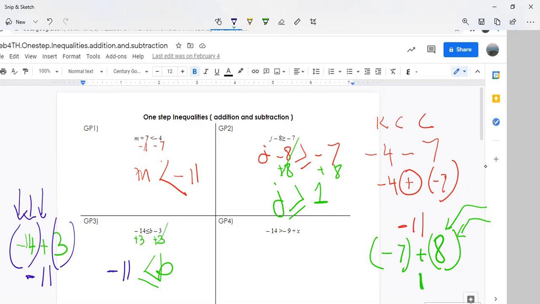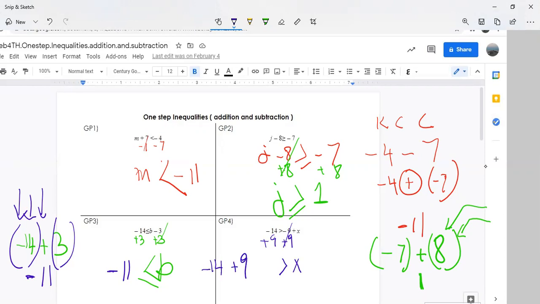All right, number 4, same thing. There's a -9 here. The opposite of -9 is +9. And I do that to both sides. Right side, I don't think, it just cancels. I'm left with x less than, and on the left side, I have -14 plus 9.